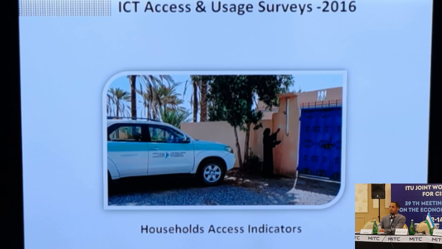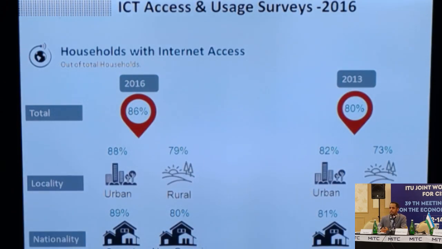Let us go to the survey results related to household access. In Oman, at that time we had 86% of households having internet access, compared to only 80% in 2013. In urban areas, internet access is higher than in rural areas, at 88%. For Omani households, we have 89%, compared to non-Omani households, only 18%.